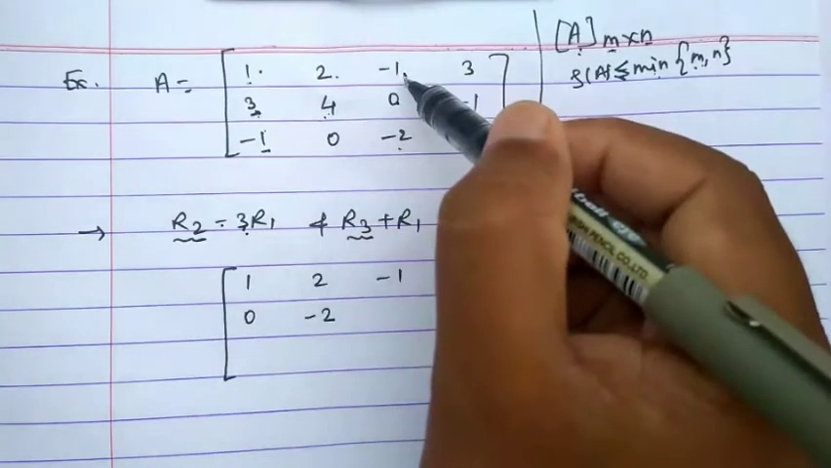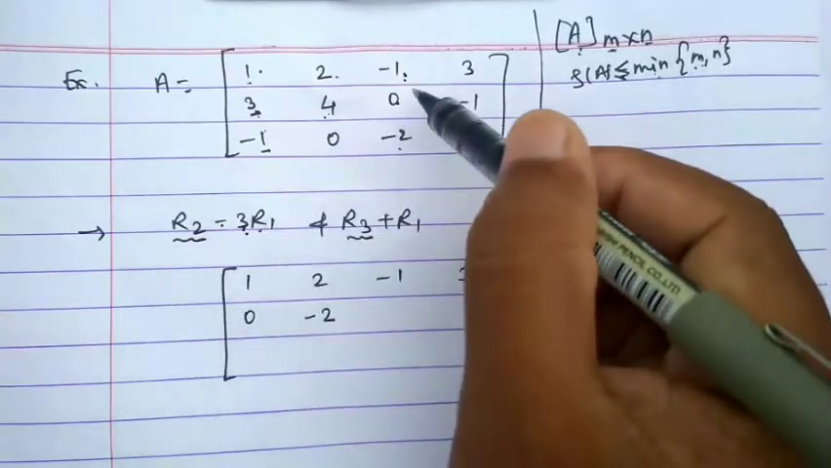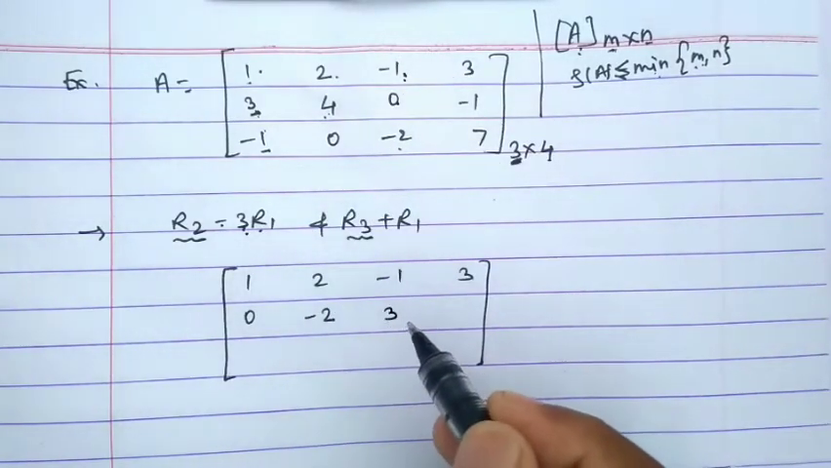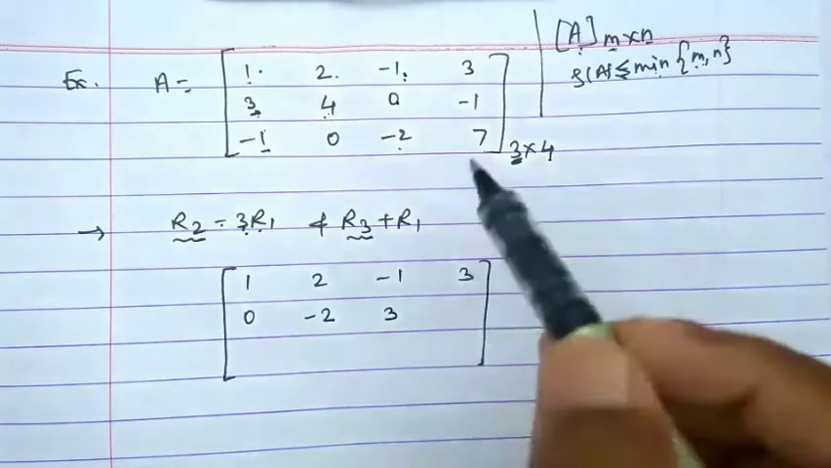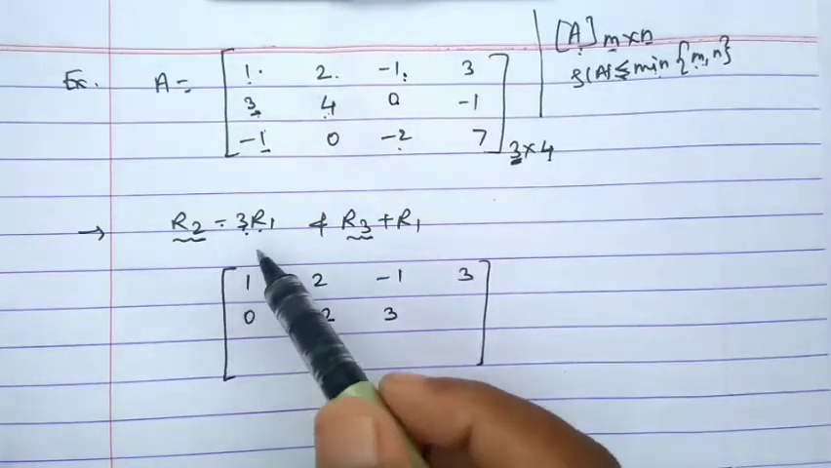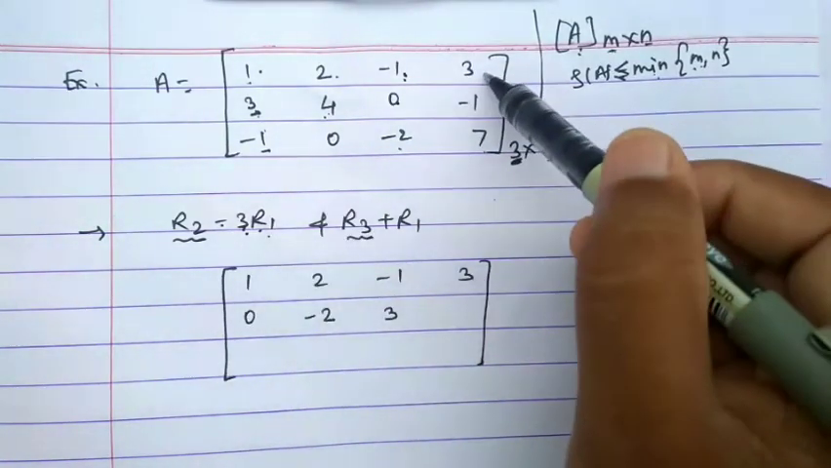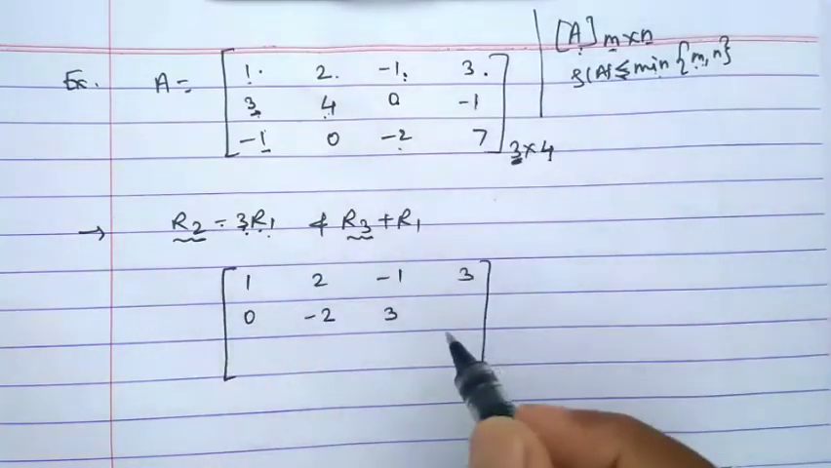Minus 3 times minus 1, so it is plus 3. So 0 plus 3 is 3. Then minus 1 minus 3 times 3. 3 times 3 is 9. So minus 1 minus 9, it is minus 10.